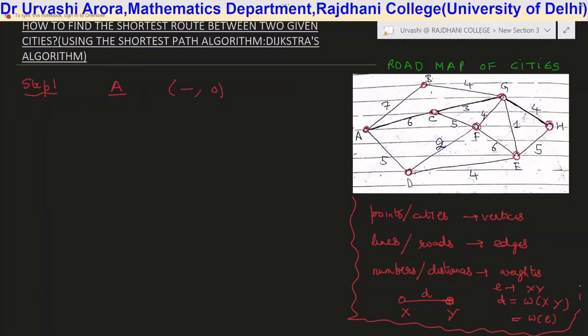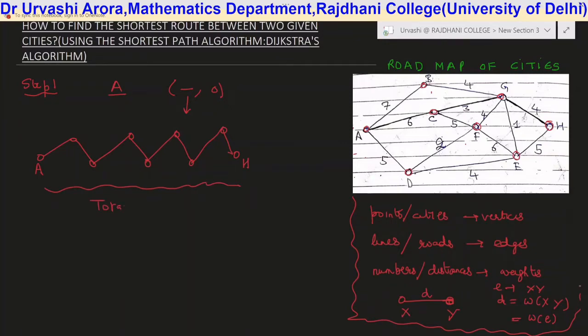Now what is the meaning of this label -0? Before I come to the meaning of this label, you have to imagine that you are starting your journey from the city A, or the vertex A, and you have to end your journey at the city H, or the vertex H. In doing this journey, you have to find that route, or that sequence of edges joining A to H, along which the total distance traveled is the least.